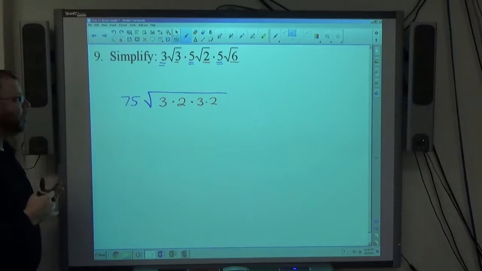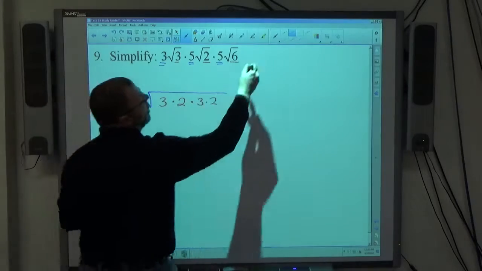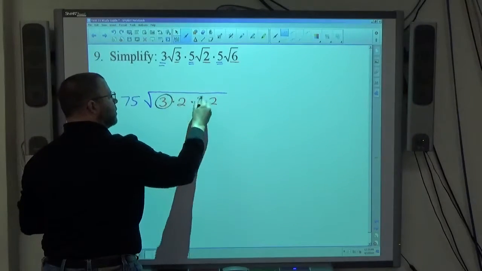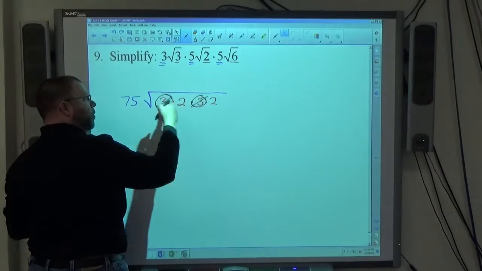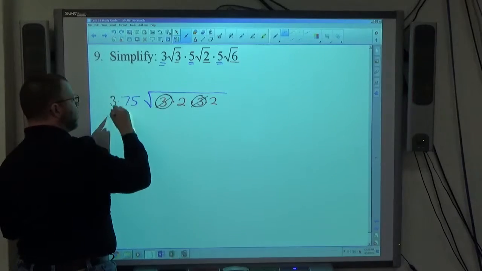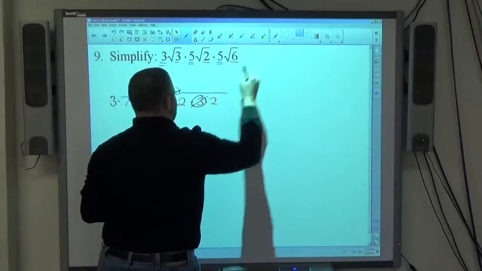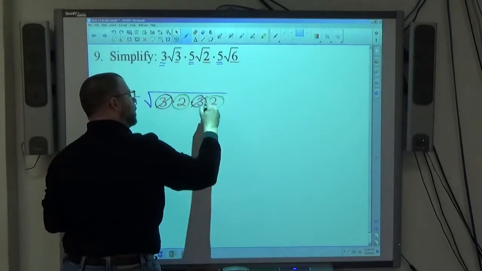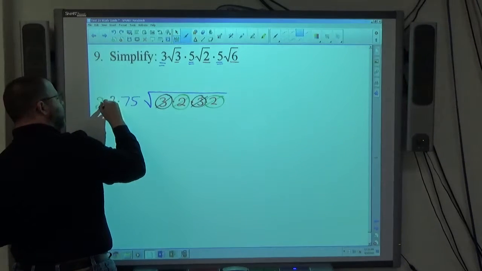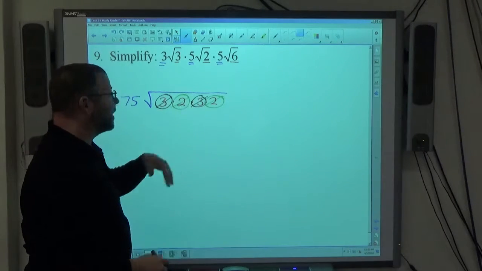And then we're looking for any pair of numbers that's inside that can be pulled outside. So I got a pair of 3's, so I strike the 3's out. One pair of 3's allows me to pull 1 3 outside. And then I've got a pair of 2's. One pair of 2's gets to pull 2 outside. Nothing else is paired up. In fact, nothing else is in there.